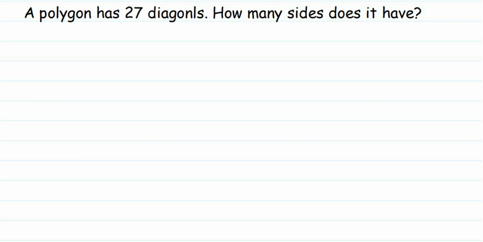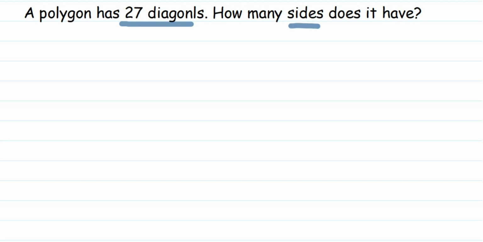Hey everyone, here's a question on polygons and I got this question from the comment section. The question is, a polygon has 27 diagonals. How many sides does it have? So here we are given the number of diagonals to be 27 and we have to find out how many sides there are in this polygon. So how to do this?